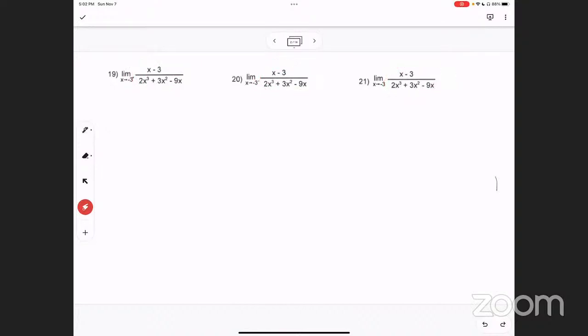These are all the same. Notice this is saying the limit as x goes to -3 from the right, from the left, and the limit as x goes to -3. In order for this to even exist, these two have to be equal to each other. You understand that? So 19 and 20 need to be equal. Correct. In order for 21 to exist.